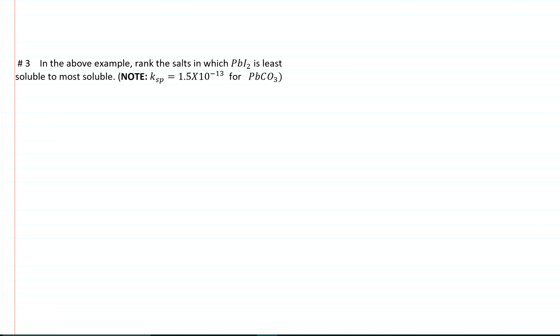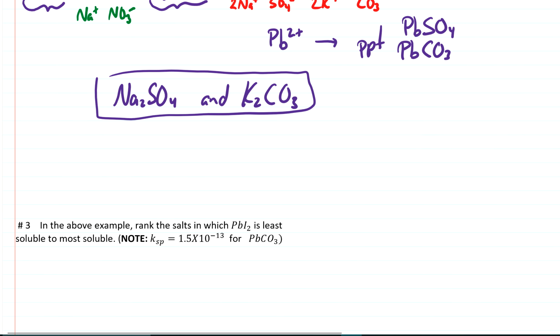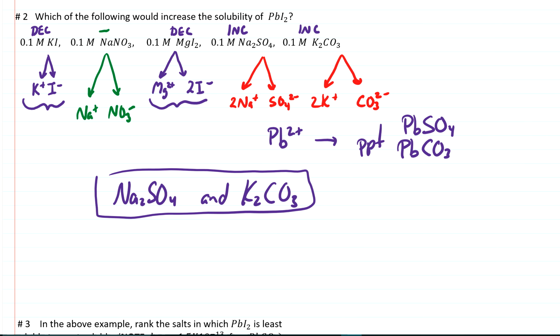So number 3 asks us, in the above example, rank the salts in which PbI2 is least soluble to most soluble. So that would mean if you had some PbI2 and you're putting it in, which of the beakers would allow the least amount of PbI2 to dissociate, all the way up to which would cause the most PbI2 to dissociate. So if we go back to the question above, we talked about this the other day.